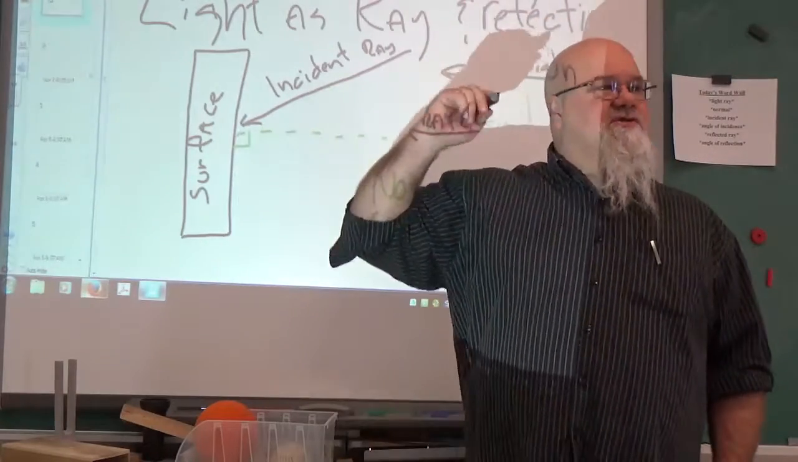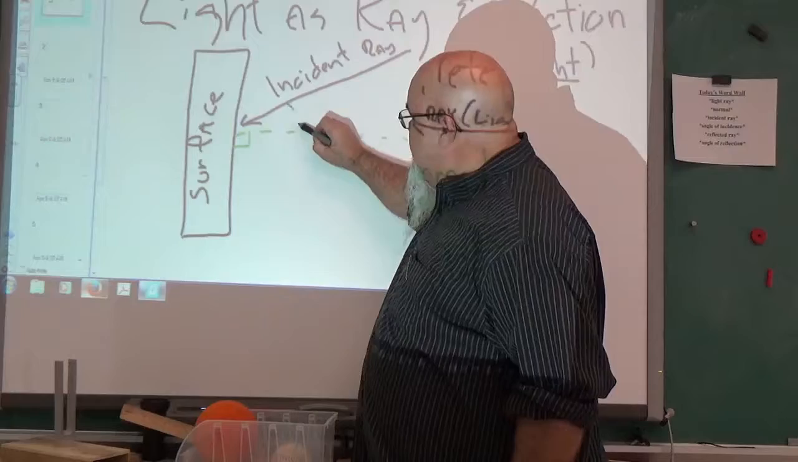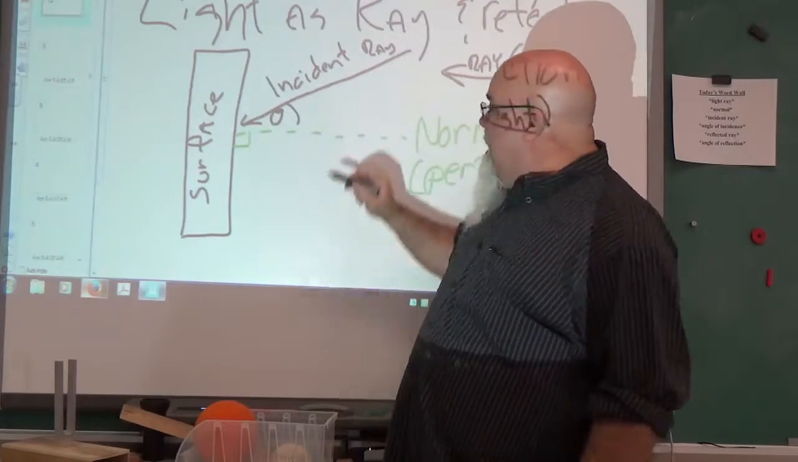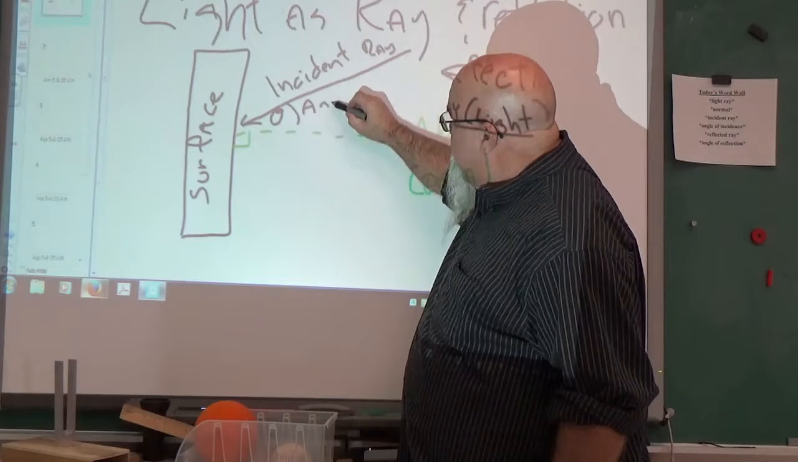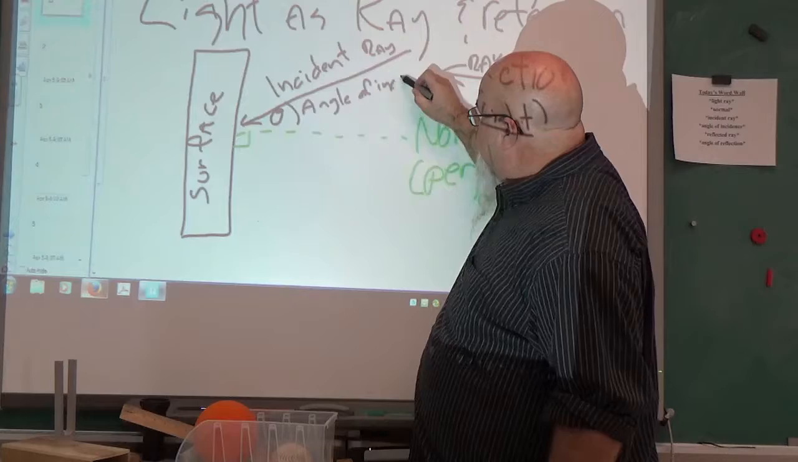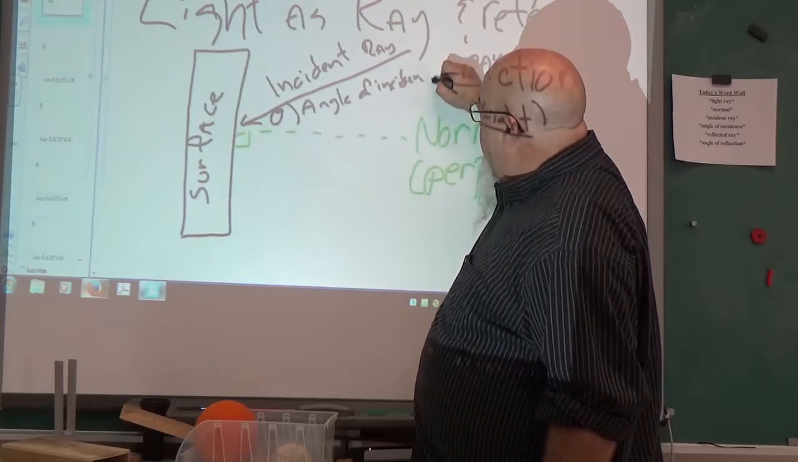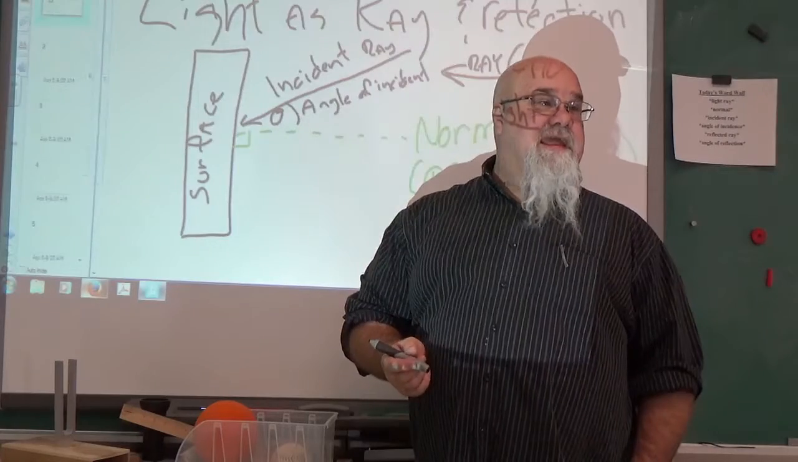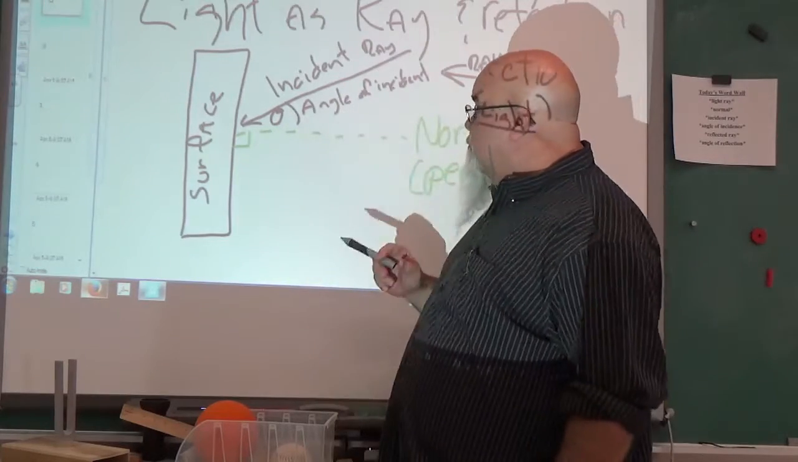And one of the things we usually measure is what we call the angle of incident. And that would be from the incident ray to the normal line. The angle of incident. On a rare occasion, we will get the angle to the surface, but normally when we talk about the angle of incident, it is always to the normal line.